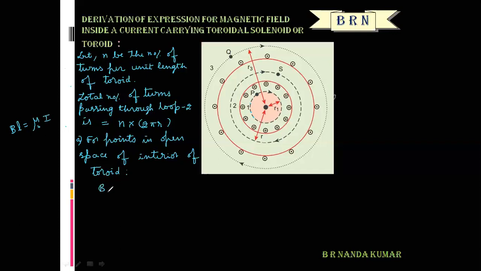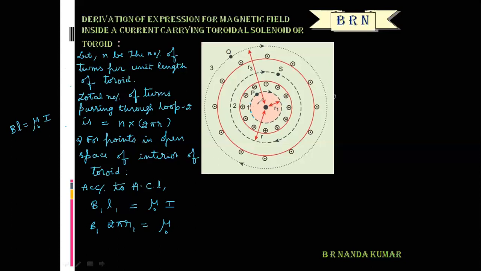So here, according to Ampere's circuital law, B1 L1 is equal to mu naught I. B1 is the magnetic field in open space of interior of toroid. L1 is the length of loop 1, that is 2 pi r1. And I is the total current passing through loop 1.